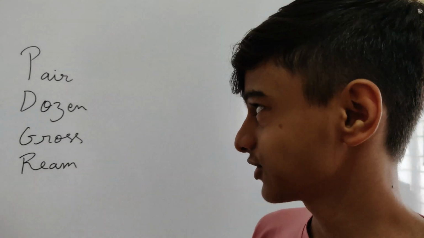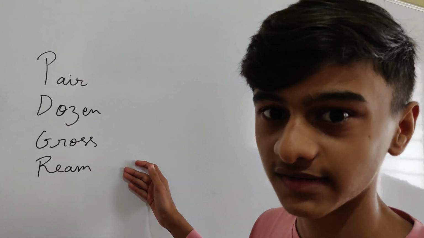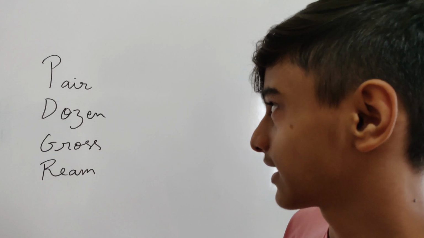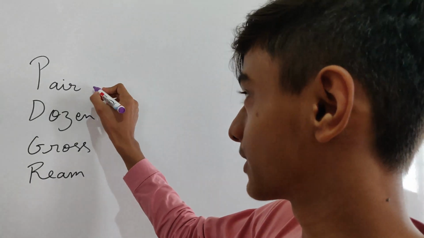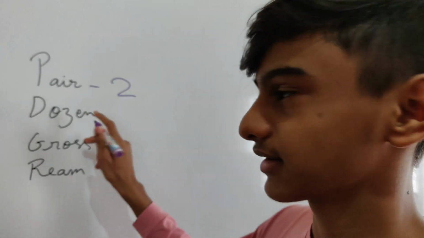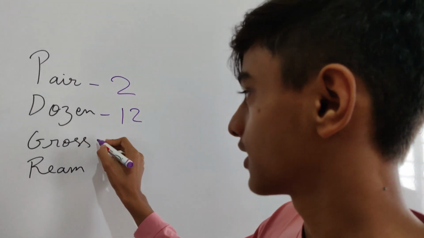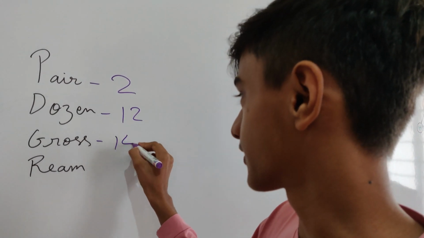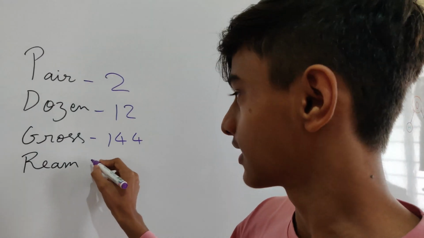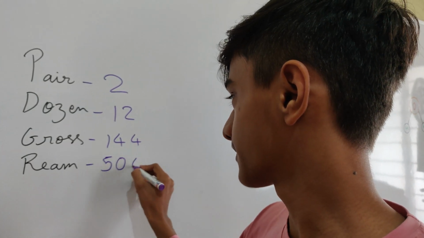Hello. I'm sure you all are familiar with all these words right here. A pair is a word that is used for number 2. A dozen is used for 12. A gross, we know, is 144. And a ream is 500 sheets of paper.